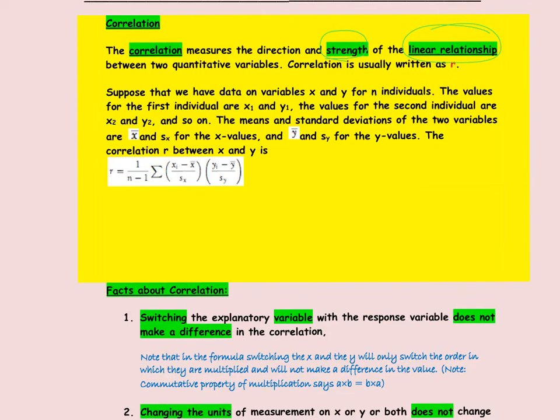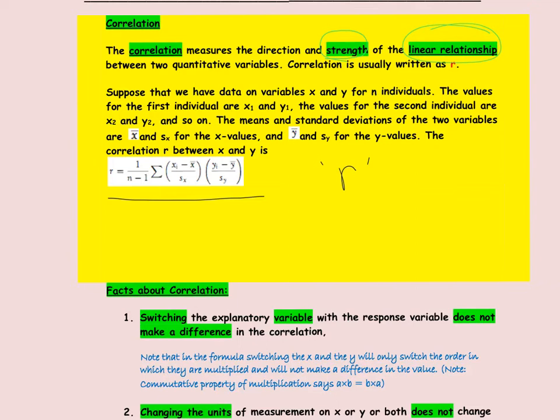Now, the letter that is used to denote the correlation coefficient is the letter R. So R is the correlation coefficient, which gives us the strength of the linear relationship. Now, we'll never have to calculate correlation using the formula, but I just want you to look at the formula just so we know where this number is coming from, and if we had to determine whether correlation had units or not, that would be easy to see.